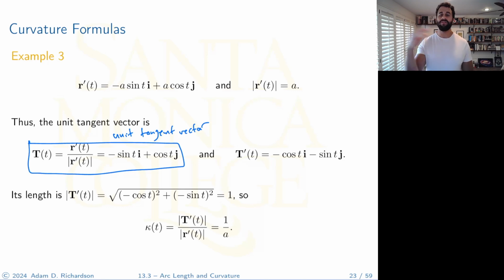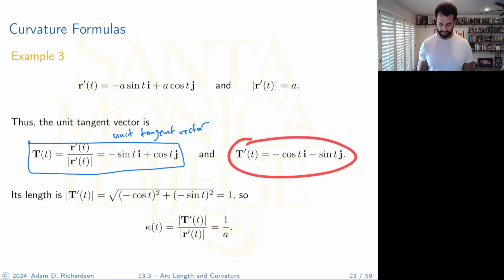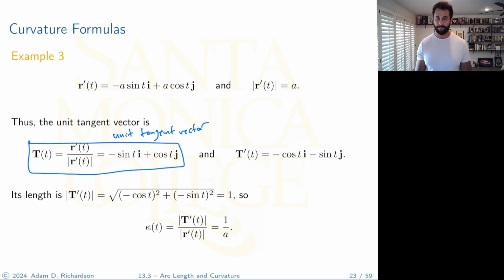And now we're going to do the derivative of that vector. So we're going to compute the derivative of t, and we get this. So this is t prime of t, right? So now we're almost there. We're getting more and more pieces, right? What we really need is the length of t prime and the length of r prime. So now we need to finish up by computing the length of t prime.